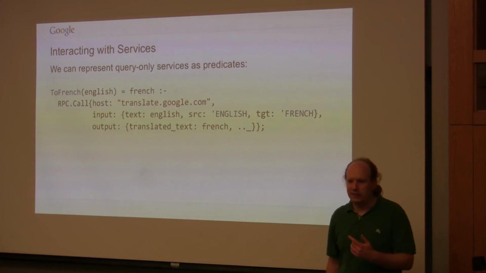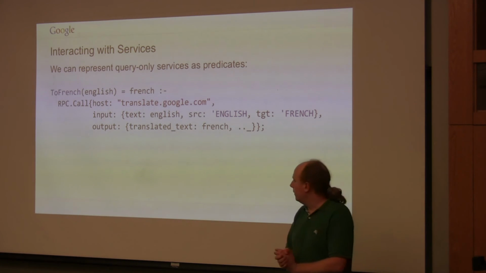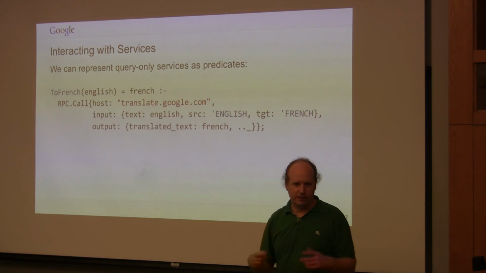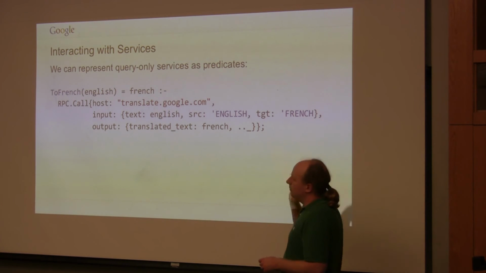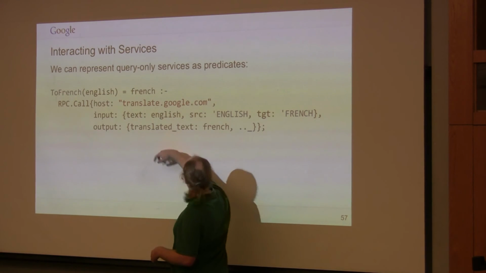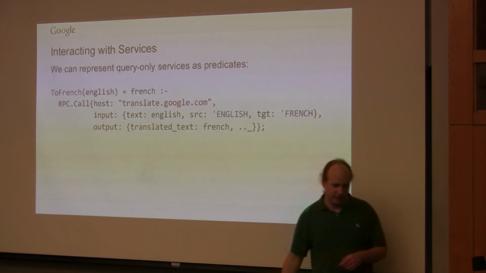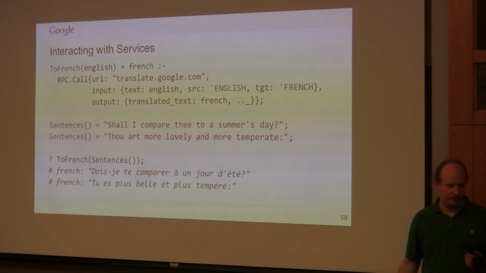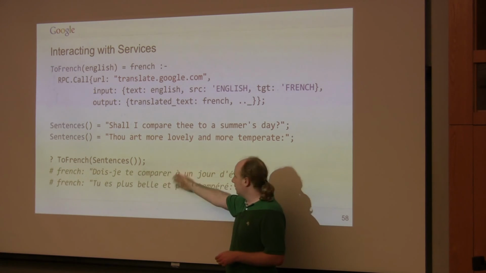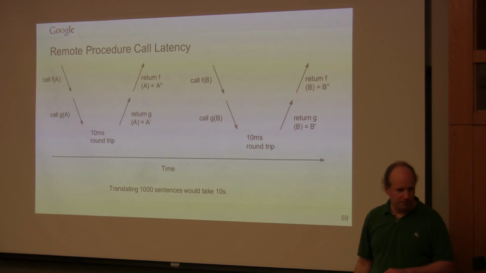So, for example, think about the following problem. Let's say we want to translate something, right? Everybody knows Google Translate. So there is actually a public translation service from Google that you can use. And you just need to do an RPC call to the translate server. You need to say, okay, I have here my English text. I want to translate from English to French. And then you're going to get your French out, translated. Right? Okay, so now we can run our to French thing on a bunch of sentences, and we get the French translation.